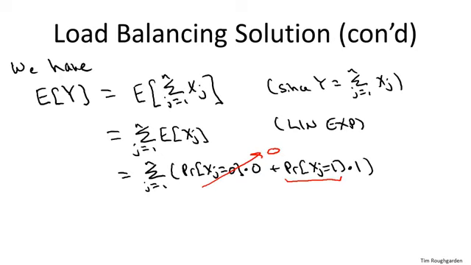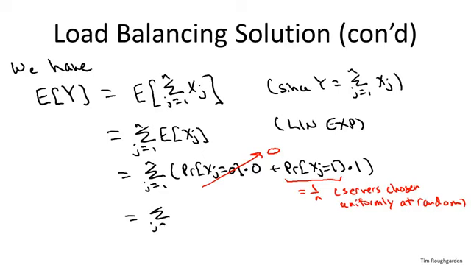So this leaves us with just the sum from j equal 1 to n of 1 over n. That is, we just sum up 1 over n with itself n times. This, of course, is equal to 1. So at the end of the day, what we find is that the expected number of processes assigned to a given server, say the first server, is just 1.